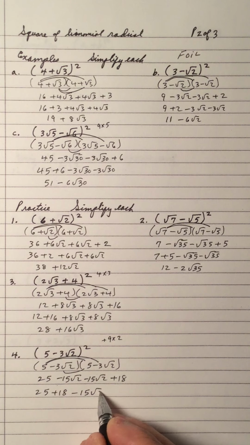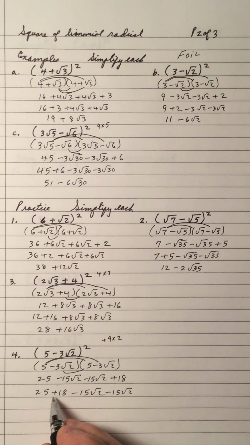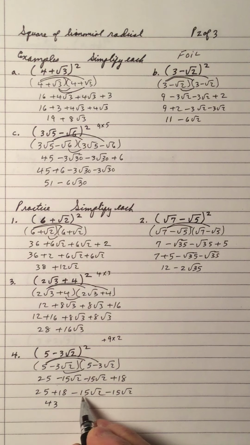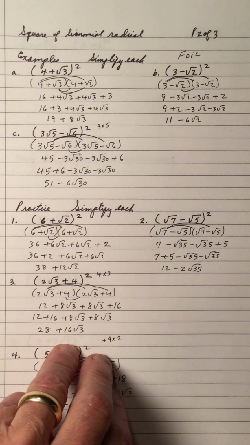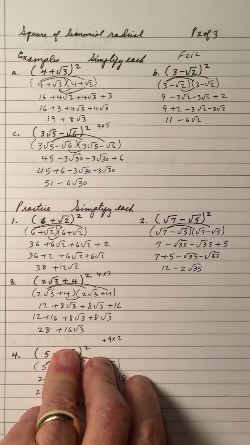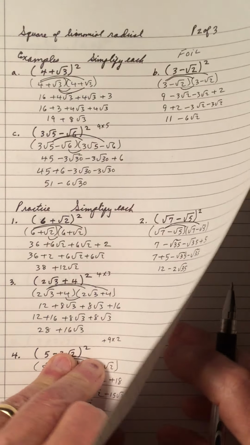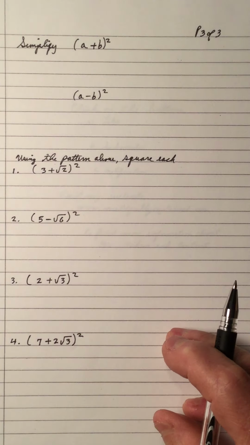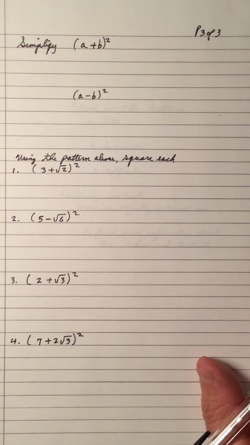And the pattern is the same each time. So that's a 43, and minus 15. Minus 15 is a negative 30 root 2. Okay, let's practice on squaring. Let's turn to the next page and see what we got there. Sometimes you can do this a little bit faster if you can learn the pattern, but that's your choice.